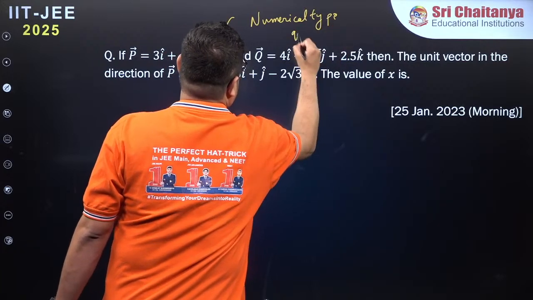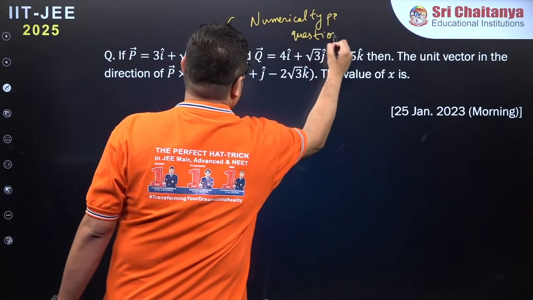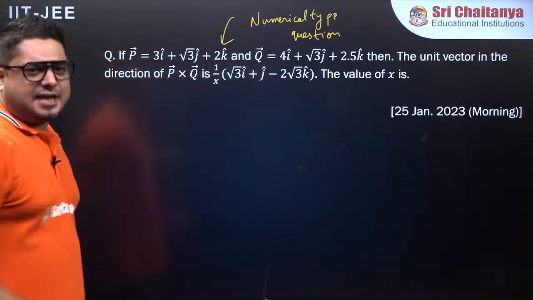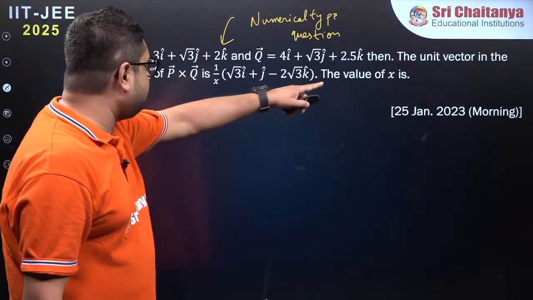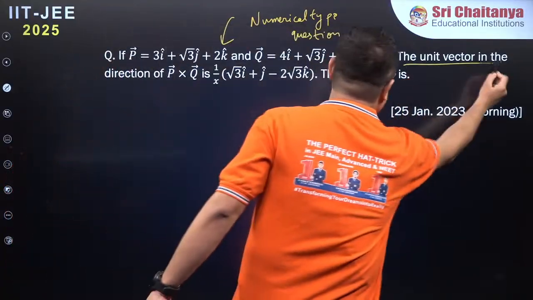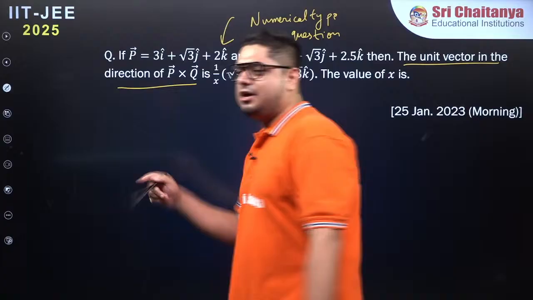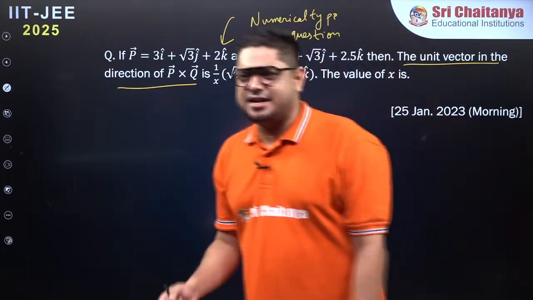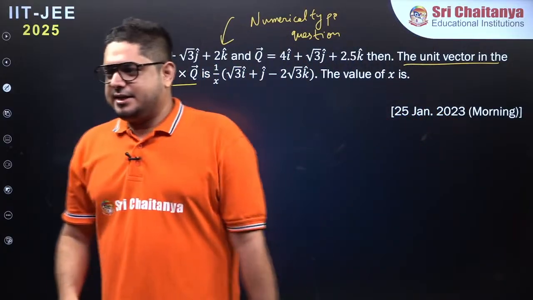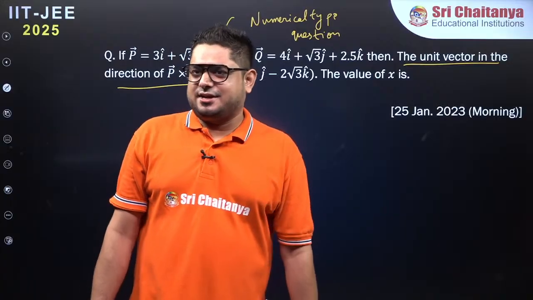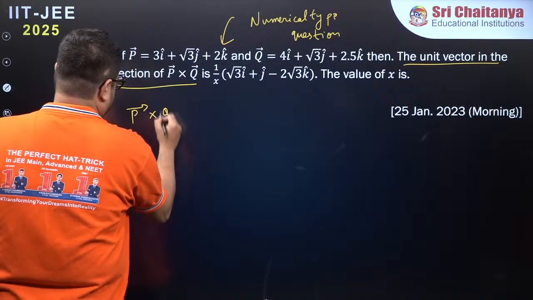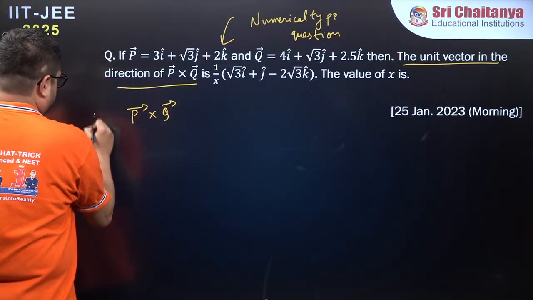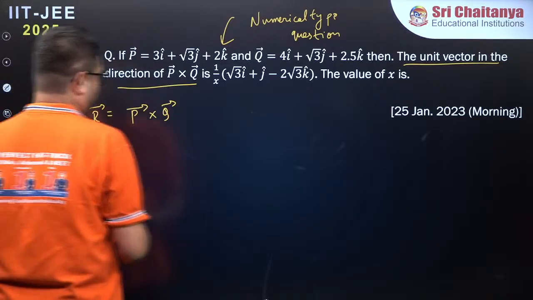So once again we are having a numerical type question, everyone. What we have to do over here, you can see that P is equal to 3i cap plus root 3j cap plus 2k cap. They are saying the unit vector in the direction P cross Q, meaning they are asking you to find out the cross product. Can you find out the answer, everyone? Let's see who will be getting the answer. So we have to find P cross Q. Let's say P cross Q is R vector, which I am annotating.